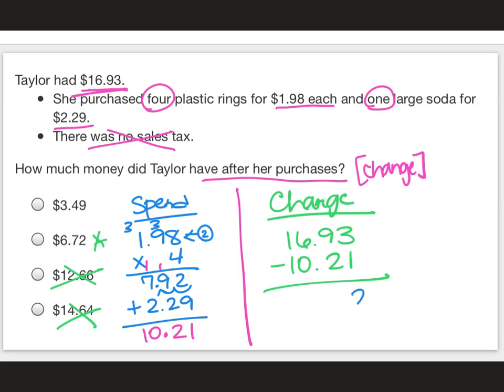3 minus 1 is 2. 9 minus 2 is 7. Bring down your decimal. 6 minus 0 is 6. And obviously 1 minus 1 is 0. So $6.72 is her change. So we were correct. B is your answer.